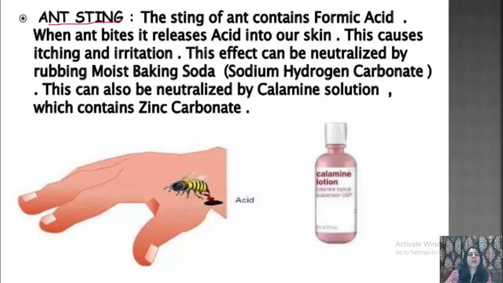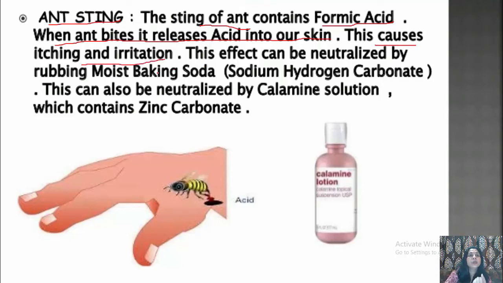Now ant sting. Ant sting means जब कोई चींटी काट लेती है. Okay. So the sting of this ant, as we have studied earlier, contains an acid which is known as formic acid. तो एसिड अगर हमारी बॉडी में एंटर हुआ है तो दैट मीन्स वी विल न्यूट्रलाइज इट्स इफेक्ट विद द हेल्प ऑफ अ बेस. When an ant bites, it releases acid into our skin. This causes itching and irritation.